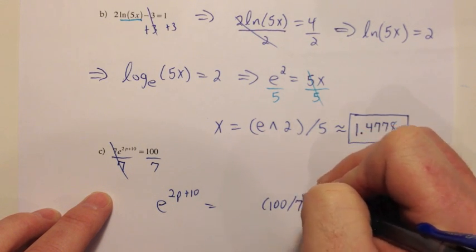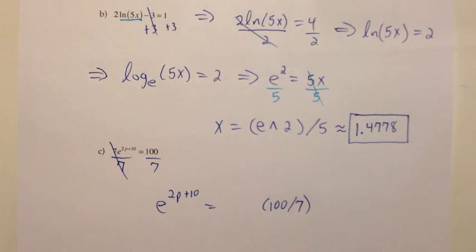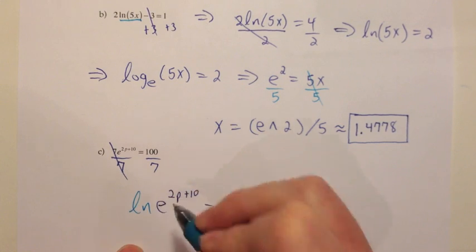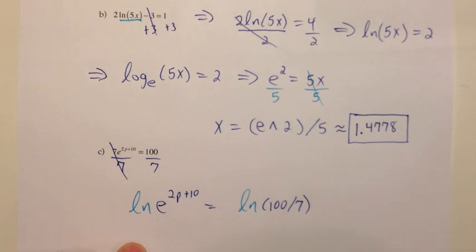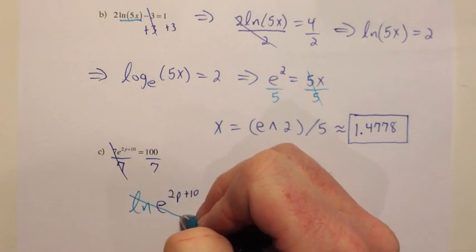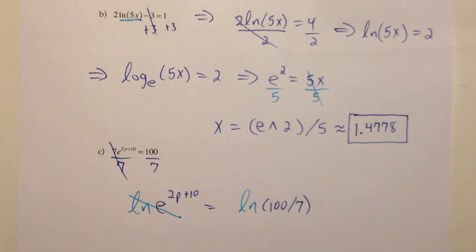100 over 7. And again, I don't want to go to a decimal there. That's going to bring in rounding error, so I'll just leave it as a fraction. And when I want to get a variable down from an exponent, the trick to that is taking a log. I have to do that on both sides to keep things balanced. And I chose the natural log because if the base of the log matches the base of the exponential, then those cancel out.